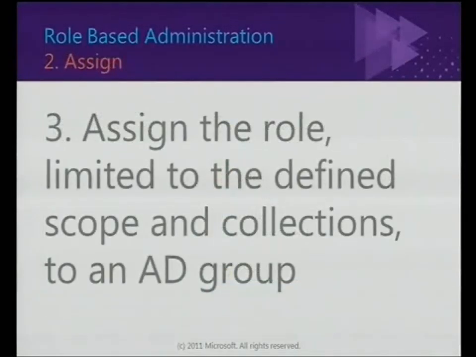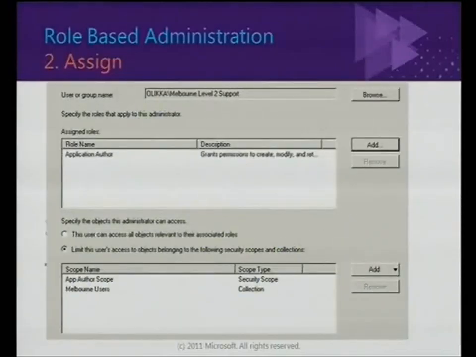And then the last step is to link them all together. So we assign the actual role to a group of users. So from AD, user or group, there's the role that we assigned, and then we say you can perform this role on either all objects or only the objects that are these types of collections, these collections, or objects that are associated with a particular security scope, right?